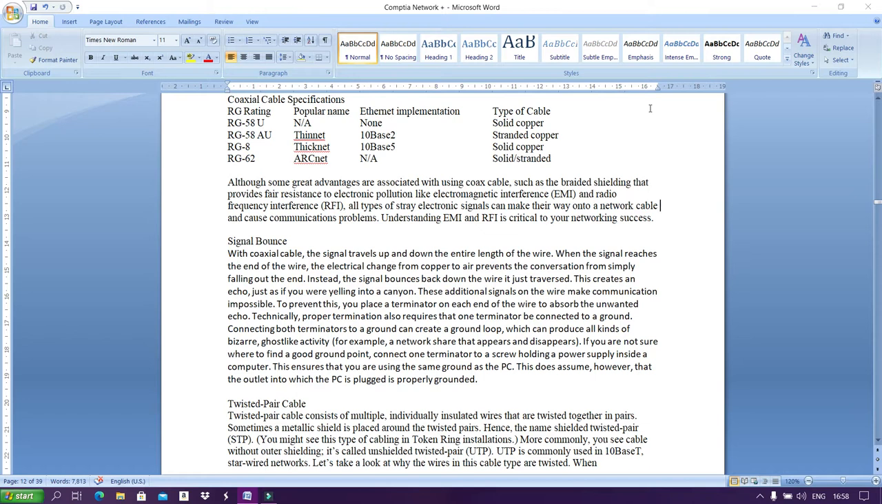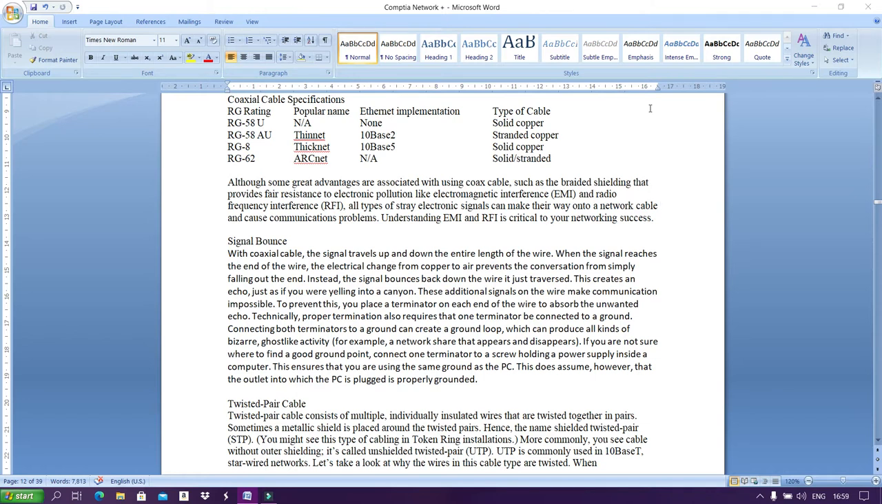Coaxial cable specifications: RG rating, popular name, Ethernet implementation, type of cable. RG58U, non-applicable, non-solid copper. RG58AU, Thinnet, 10Base2, stranded copper. RG58, Thicknet, 10Base5, solid copper. RG62, ARCnet, non-applicable, solid stranded.